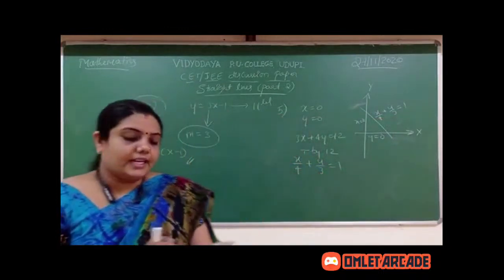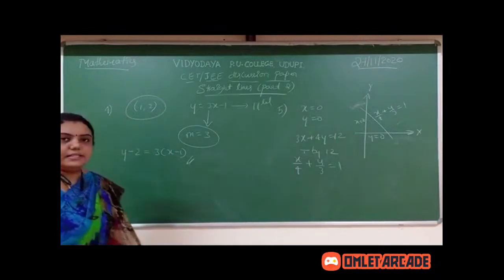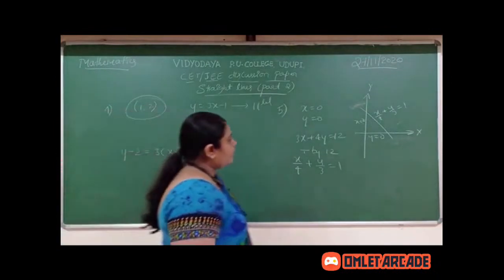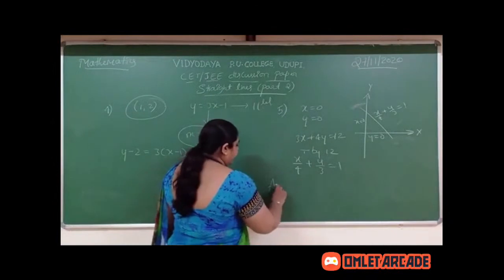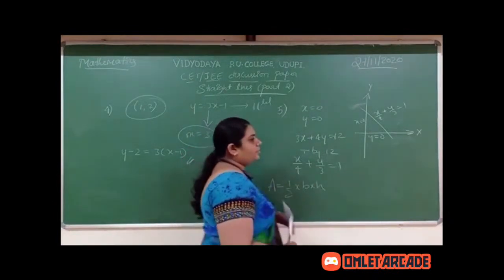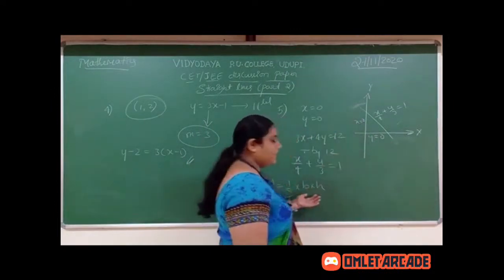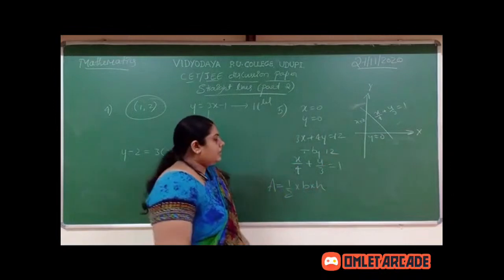So what is the question? You need to find the area of the triangle here, isn't it? So what is the formula for the area of a triangle? Half into base into height. If you know the base and height, then it is enough to find it, isn't it?